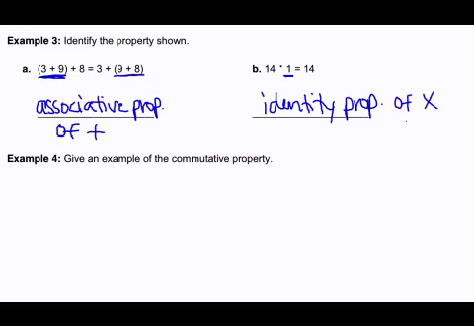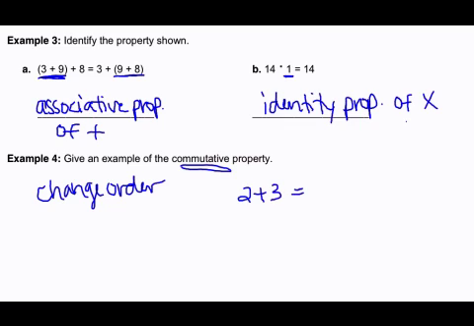An example four says to give an example of the commutative property. Now there's a lot of different examples that you can give. So make sure that you know how to come up with an example for this property. So the commutative property, if you remember, we are changing the order. So it does not matter what numbers you use. I'm going to use 2 and 3. So I know that 2 plus 3 is the same as 3 plus 2.